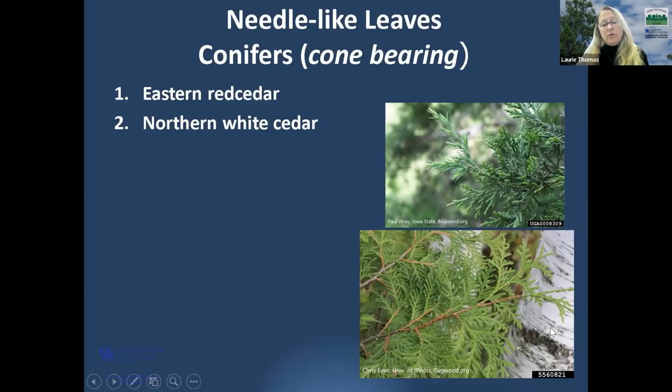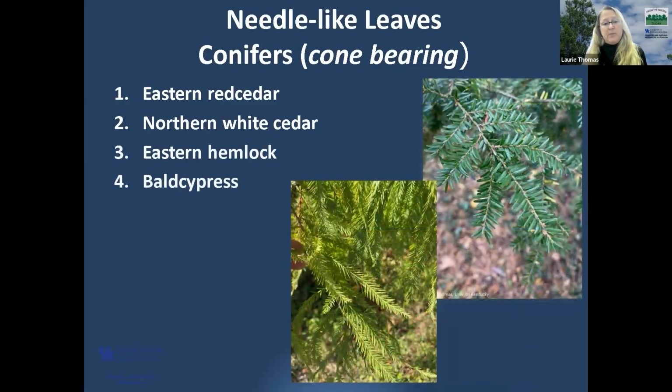And then we also have northern white cedar, which we don't have a ton of in the state. We do plant it a lot, but it has a very scale-like type needle, and those sprays or those branches are very flat, and it's very smooth and very soft. So those are our two scale-like needle trees that we have.